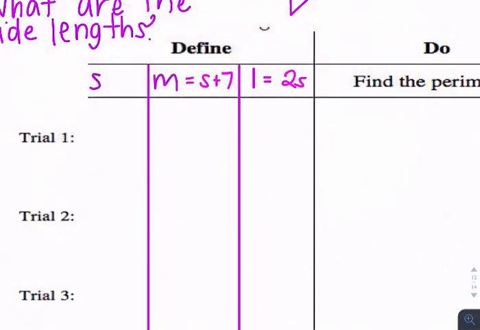So I'm going to start and just make a guess. And my guess is going to be 5. I think the shortest length is going to be 5. So then to get the medium, I do 5 plus 7, and I get 12. And then to get my long, I do 2 times 5, and I get 10.